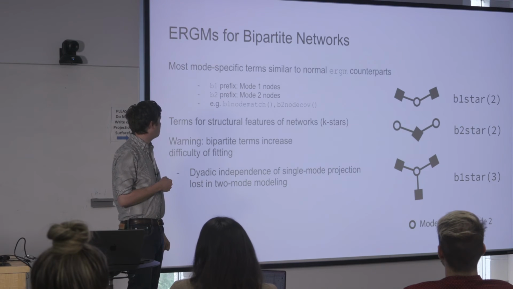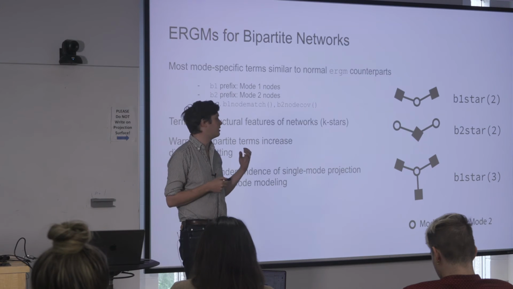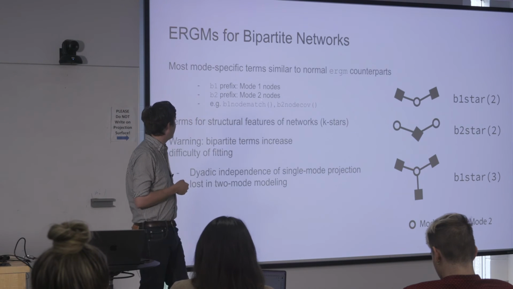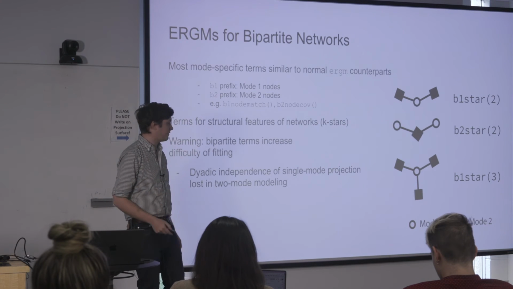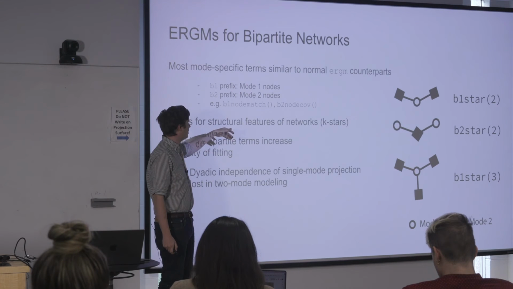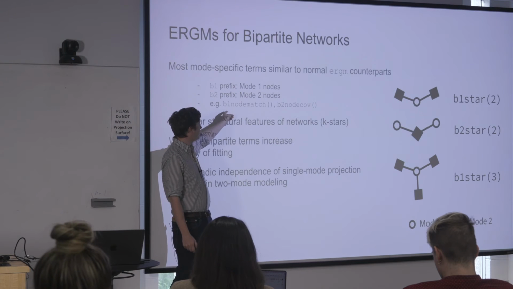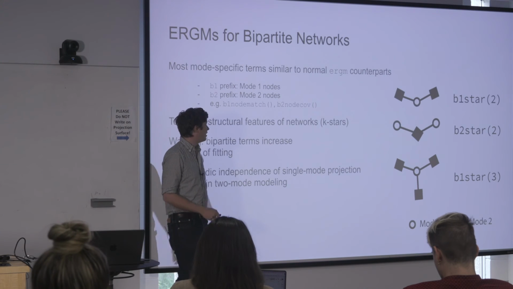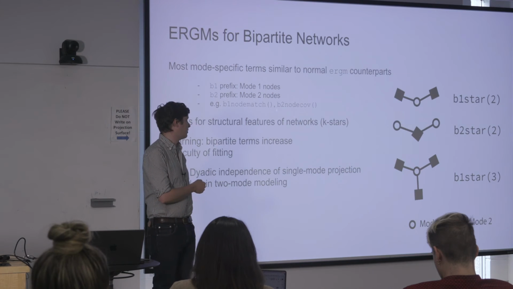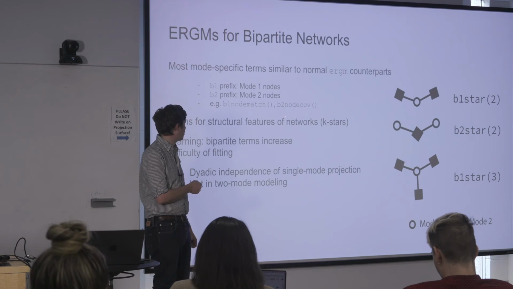So the prefix B1 would be saying, match or take into account the properties of nodes specifically in mode 1, and the B2 prefix is for your second mode. And examples of this is, again, if you're interested in node match, matching on categorical variables, something like racial or gender homophily, you would just include that B1 prefix there. And similarly, if you're interested in the continuous covariate, you would have that B2 prefix.